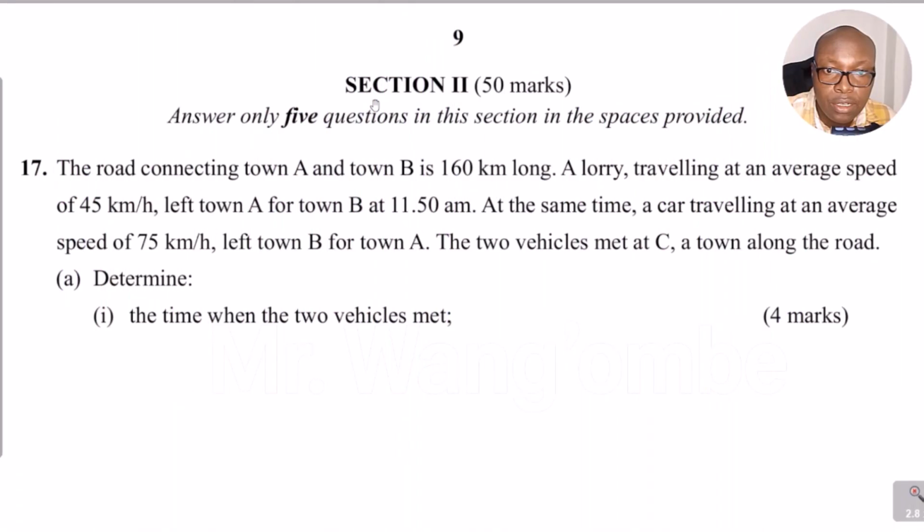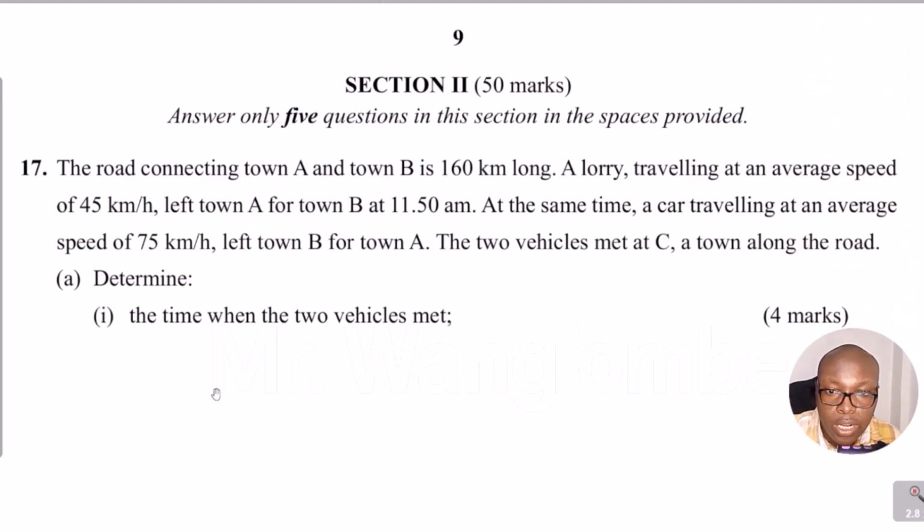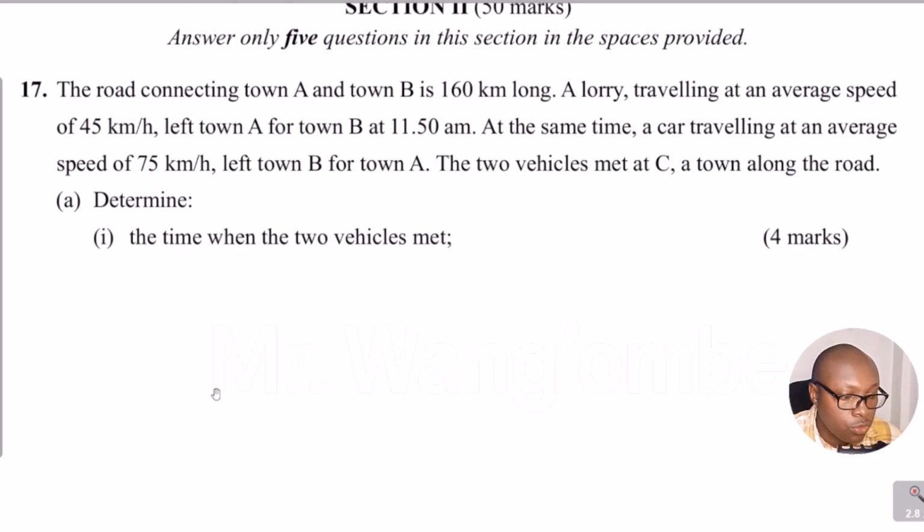The road connecting town A and town B is 160 kilometers long. A lorry traveling at an average speed of 45 kilometers per hour left town A for town B at 11:50 a.m. At the same time, a car traveling at an average speed of 75 kilometers per hour left town B for town A. The two vehicles met at C, a town along the road. Part A, determine 1. The time when the two vehicles met. That is the first question.